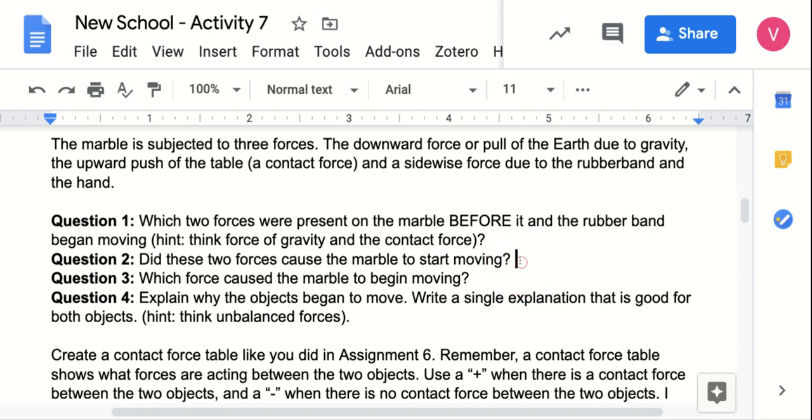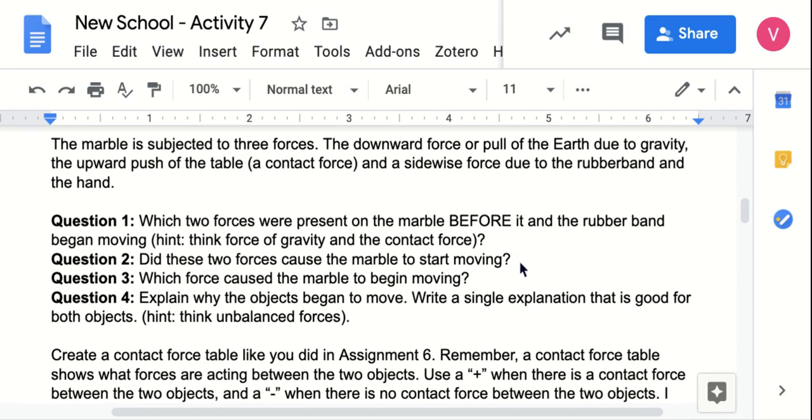Question 2. Did these two forces cause the marble to start moving? So did the force of gravity and the contact force of the table cause the marble to start moving? Or did something that I did as the teacher cause the marble to start moving? Please make sure you answer that one as a complete sentence. Don't just put no. Put no because, and then your reason.